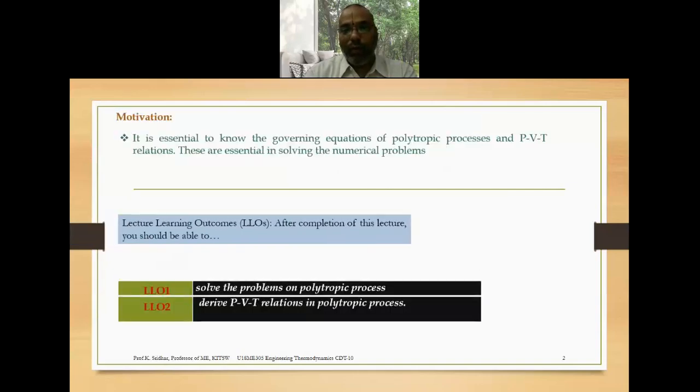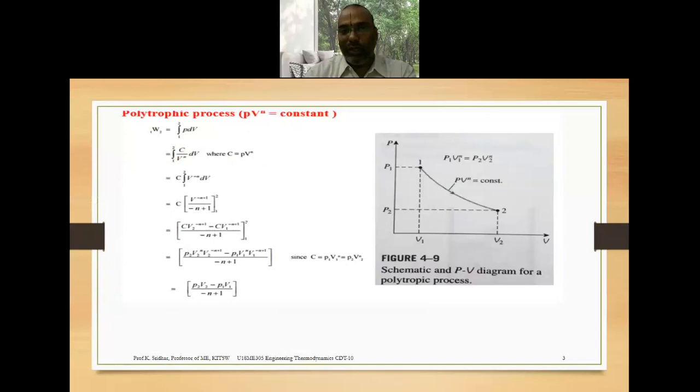And what is the outcome of this lecture? The outcome of this lecture is that you should be able to solve problems on the polytropic process, and you should be in a position to derive the PVT relationships in a polytropic process. These are the two outcomes I'm expecting from this particular lecture.